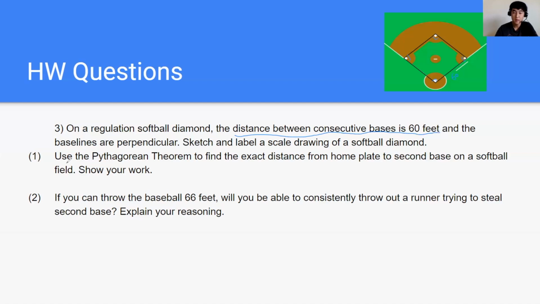Number one asks us to use the Pythagorean theorem to find the exact distance from home plate to second base on a softball field. Show your work. So the home plate, if you don't know about it, this is the home plate. Second base is this one. So it asks us to find the distance. This is the distance.